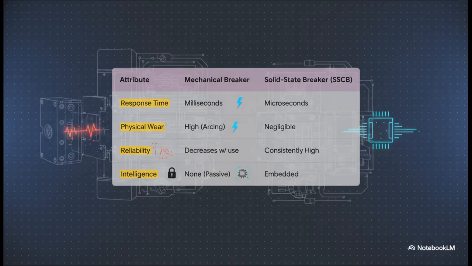This table quantifies the advantages. The response time improves by orders of magnitude. Physical wear from arcing and contact erosion, a primary failure mode in mechanical systems, is effectively zero. This means reliability is consistently high and does not degrade with use. And finally, mechanical breakers are passive devices. Solid-state breakers are intelligent, containing embedded microcontrollers that make them programmable.